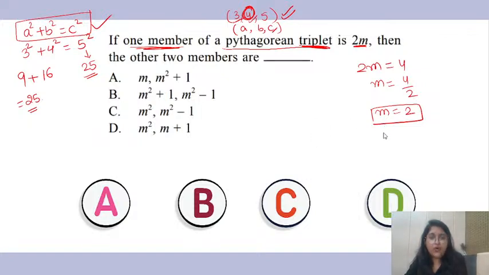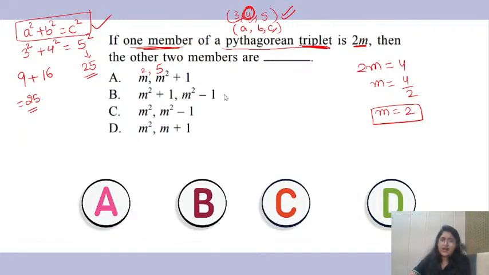So now, can I use this? Like I use over here m as 2 in the first option, where the first will be m equals 2, and another will be m square plus 1. If I put m as 2 over here, 2 square is 4, plus 1, we get 5.